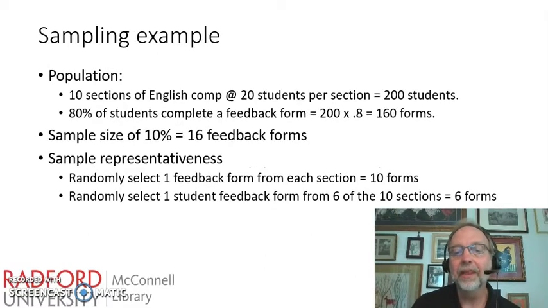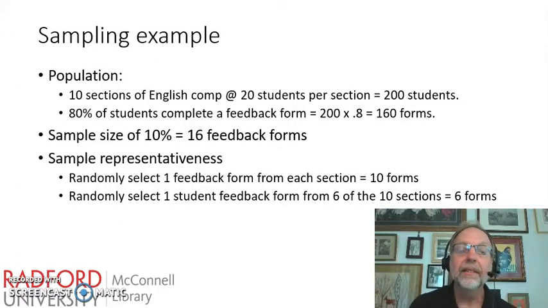Let me give you an example of how this would work. Here's a hypothetical. The target population are 10 sections of English Comp, each with 20 students per section. So nominally 200 students, assuming everybody shows up. Let's assume that you gave the assessment and 80% of the students completed the feedback form. This gives you 160 forms in your population. If we assume a sample size of 10%, that gives you 16 feedback forms to analyze.